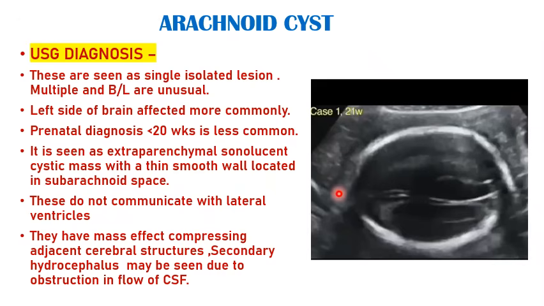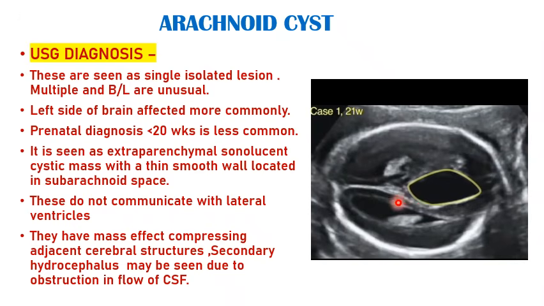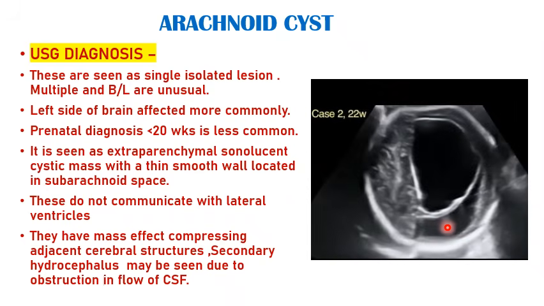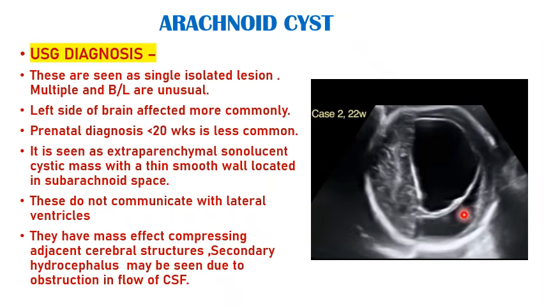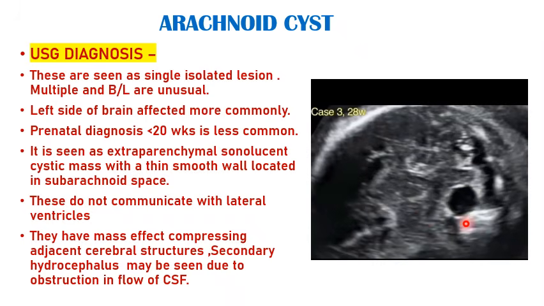By ultrasound, we can diagnose arachnoid cyst as a single isolated lesion, an anechoic cyst, mostly in the midline, not connected to the lateral ventricles. It is usually associated with the corpus callosum. Here it is seen with corpus callosum agenesis. Mostly it is seen in the midline. This is a large cyst, but we can also see it in the posterior fossa, like here near the cerebellum. These do not communicate with the lateral ventricle.